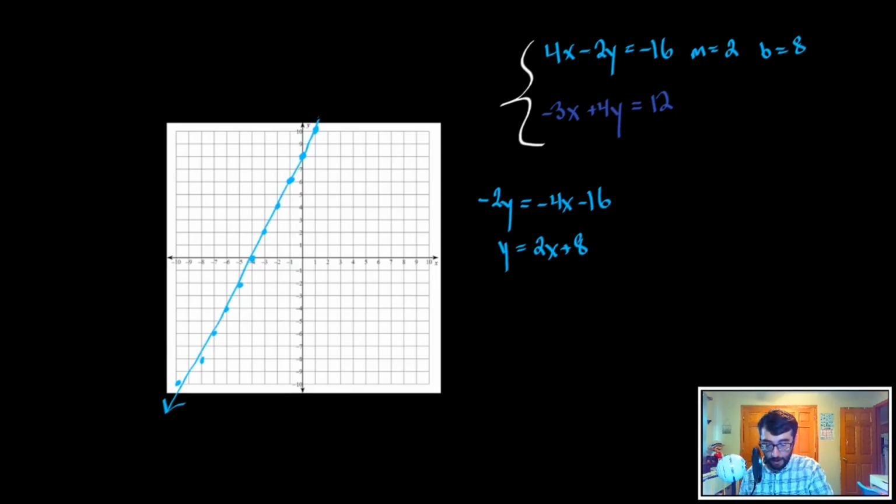About as good as I can get it. Okay, so that is our first line. Now our second line, that should have been here, but whatever. Now our second line, once again, need to get this in slope intercept form.